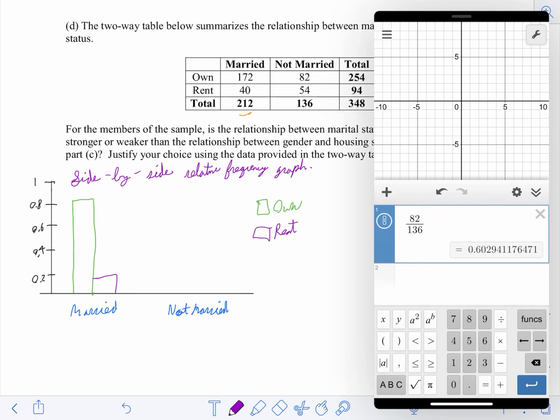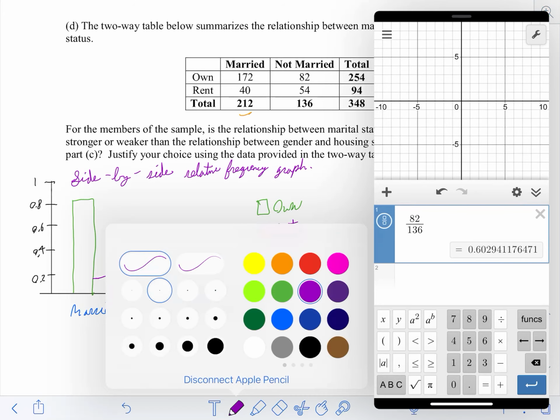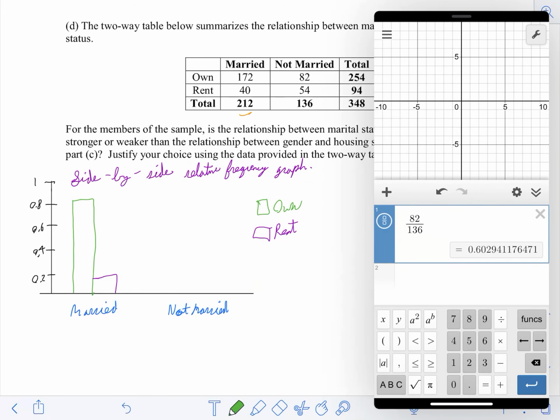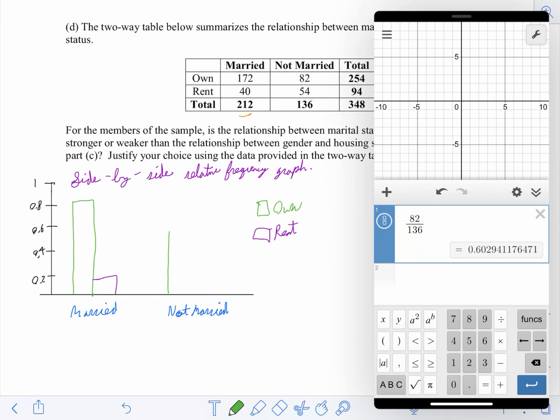Okay, and then for not married, we have 82 out of 136. 82 divided by 136, we got 60% of not married people own their own home. 60%, which I went up just a little too high. That's what I get for being left-handed, covering over the 60% there. All right, making that little table right there.